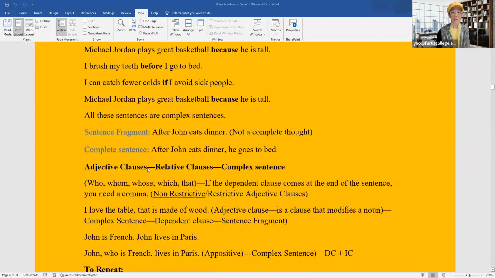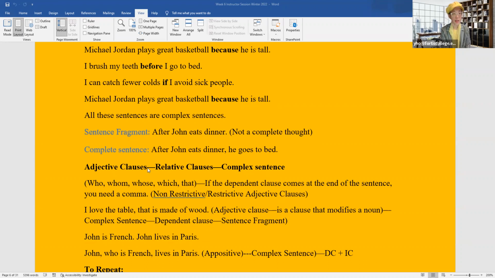But if you just have the dependent clause by itself, then it's a sentence fragment. A sentence fragment means it's an incomplete thought, not a complete sentence. So "after John eats dinner" is a dependent clause, and it is not a complete sentence. The complete sentence would be, after John eats dinner, comma, he goes to bed. So a complex sentence is when you have a dependent clause and an independent clause together as one sentence.